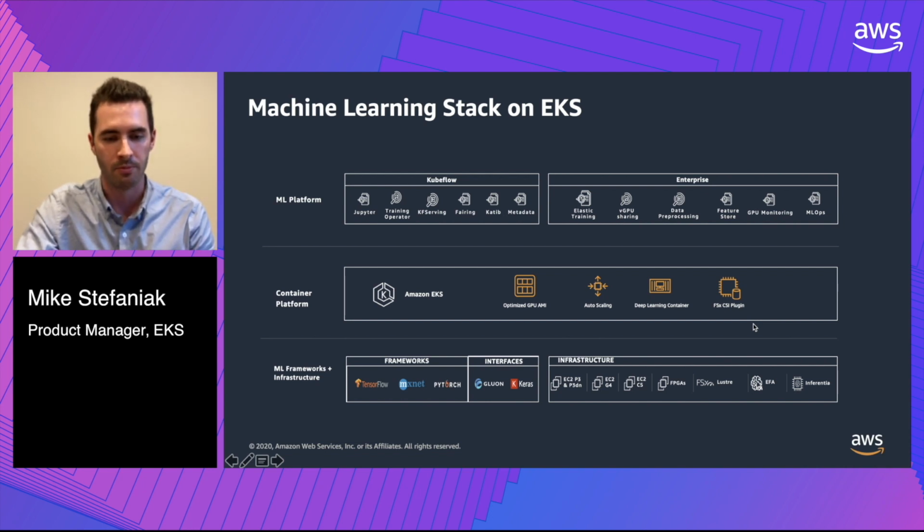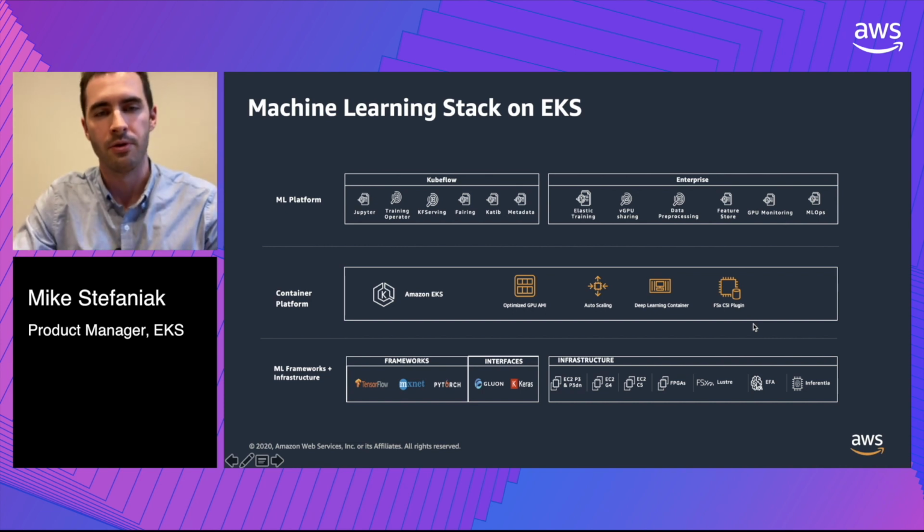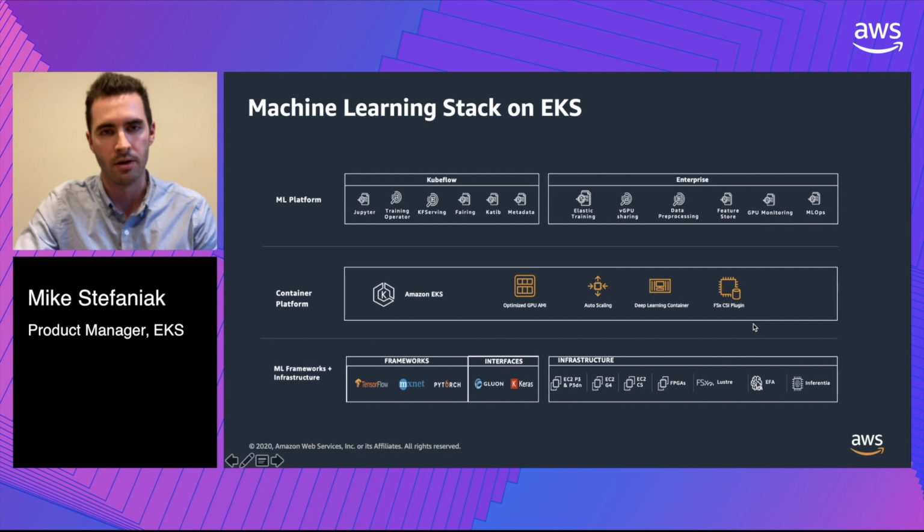And then we have the container platform, which is EKS, which allows you to scale to hundreds, or even thousands of worker nodes. And then on top of that are the different machine learning platforms that you can run on top of Kubernetes. So Kubeflow, which is one of the more popular machine learning frameworks on Kubernetes, which we'll talk about a little later today. And then other things like Elastic Training, which we'll also get into.